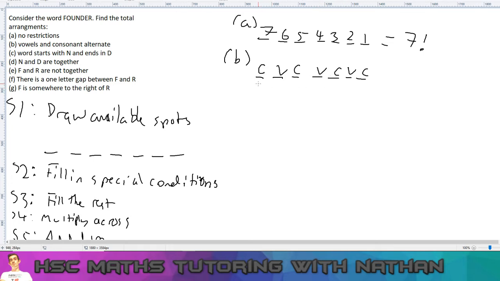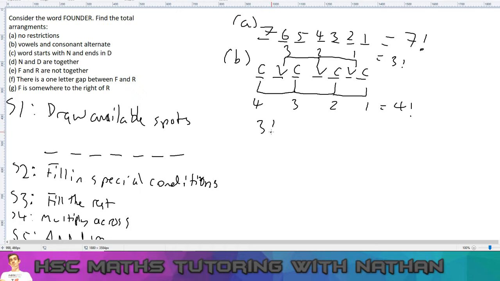So the 4 consonants can arrange themselves in these 4 spots. There are 4 consonants that can go there, 3 there, 2 there, 1 there. So that's 4 factorial. And for the vowels, you have 3 that can go there, 2 that can go there, 1 can go there. So that's 3 factorial. And remember, step 4, we multiply across. So the total would be 3 factorial times 4 factorial. That one's not too bad.